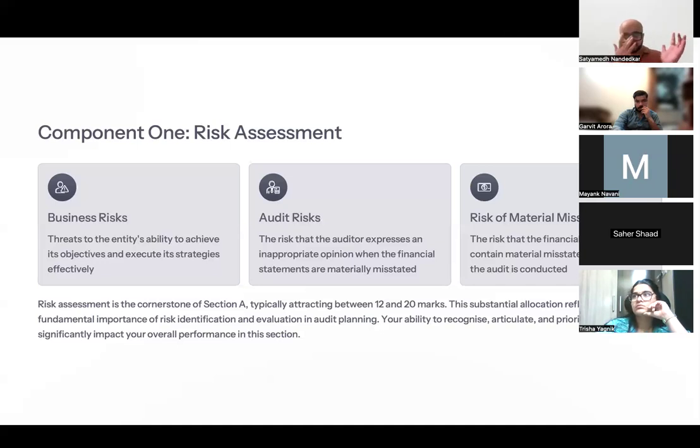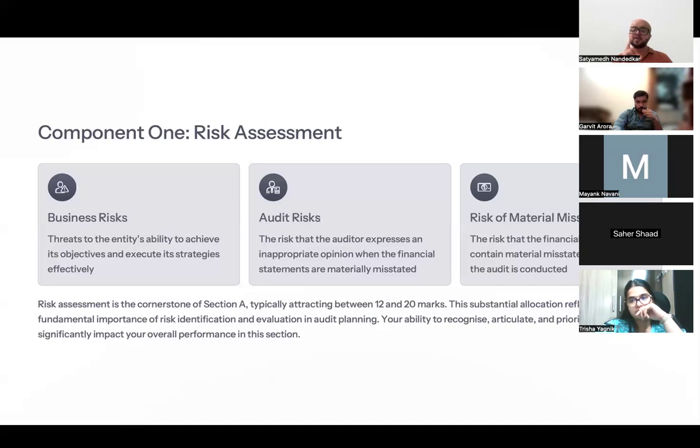Okay. So anything that might potentially lead to closure of the business, or that could damage the reputation of the business, or something that could stop you from achieving your objectives, that is business risk.